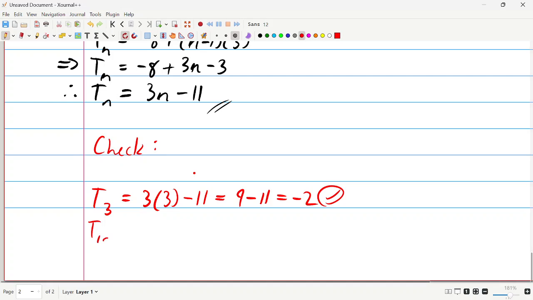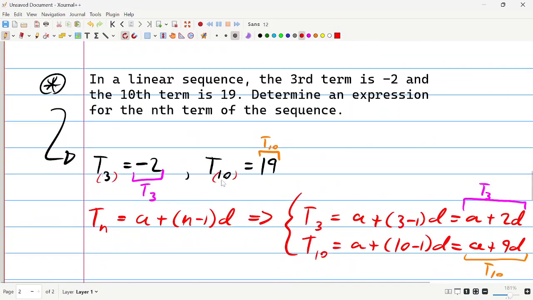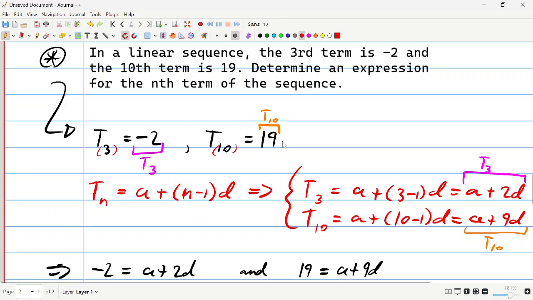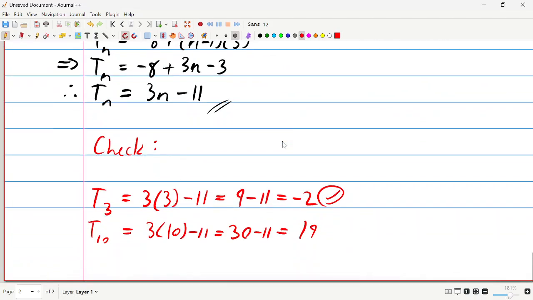Let's check for term 10. For term 10, it's 3 times 10 minus 11, which is equal to what? 30 minus 11, and we know that's equal to 19. And is term 10 equal to 19? Yes, it is equal to 19. So therefore, it works out perfectly.